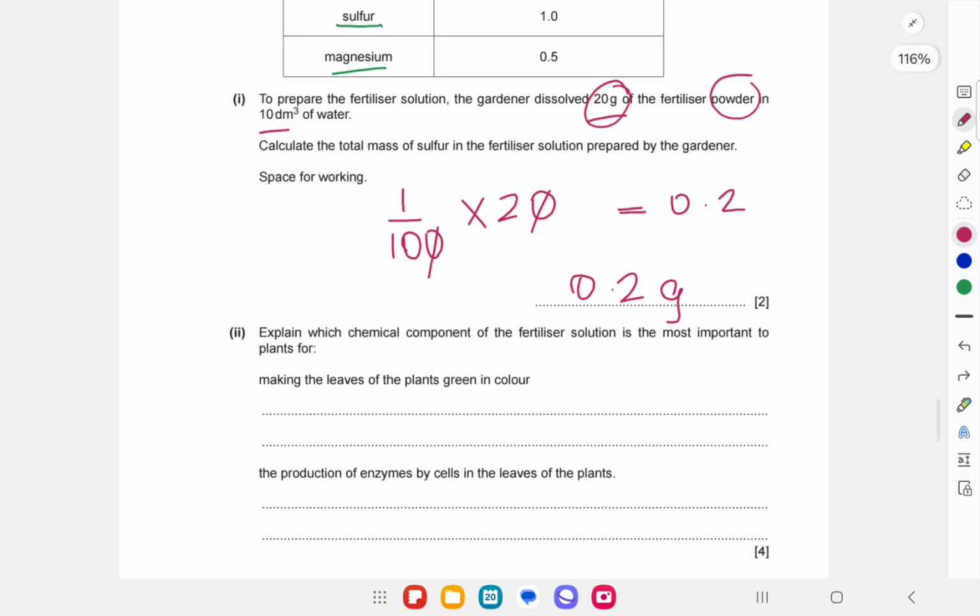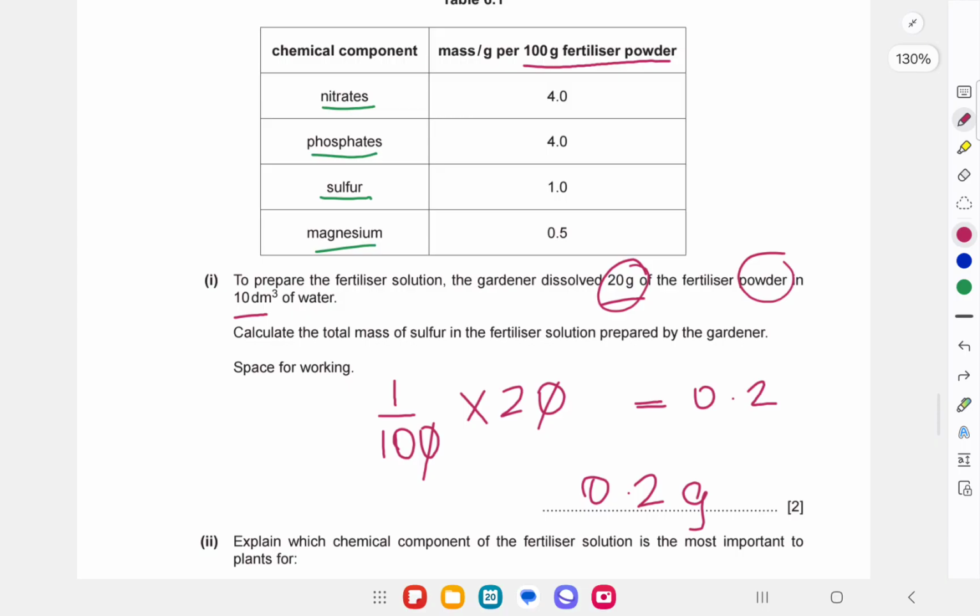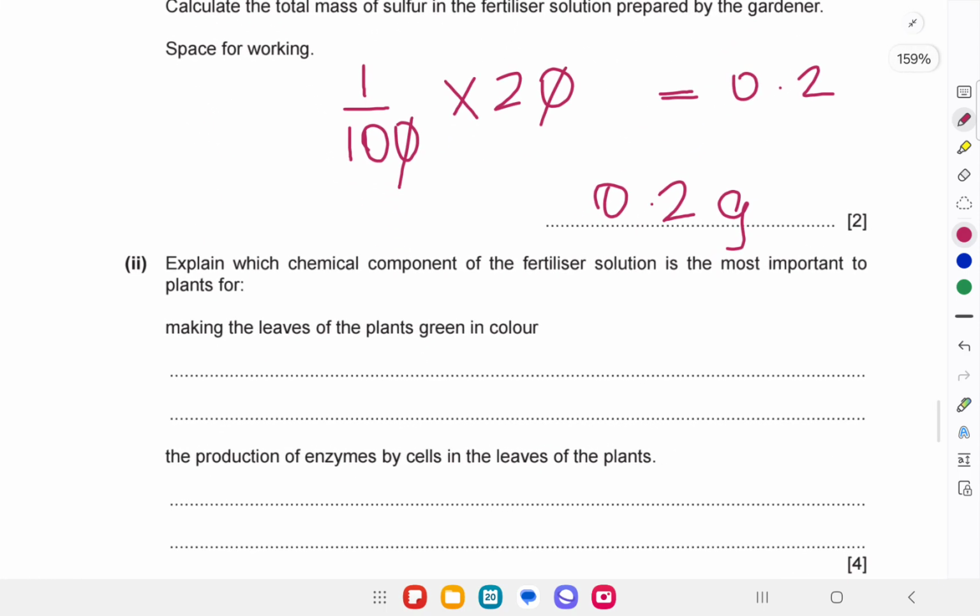Explain which chemical component of the fertilizer solution is the most important to plants for making the leaves of the plant green in color. Okay, so the substance which is making the plant green is magnesium, which is making the chlorophyll. So you'll get 1 mark for writing down magnesium, and you'll get another mark for telling that magnesium is in the chlorophyll.